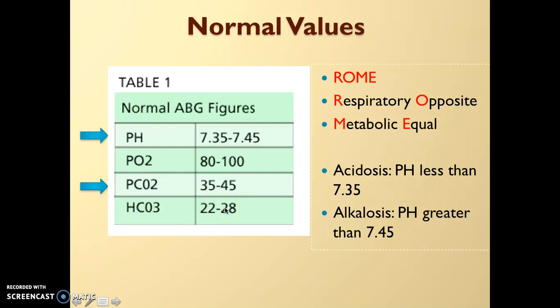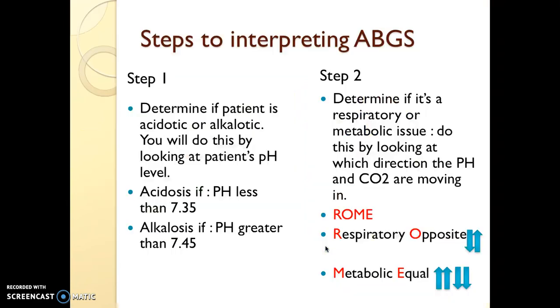So the mnemonic that I want you to remember is ROME. The RO stands for respiratory opposite. The ME stands for metabolic equal. So a patient is acidotic if their pH is less than 7.35. They're alkalotic if their pH is greater than 7.45. This is going to be really important when it comes to interpreting the blood gases.